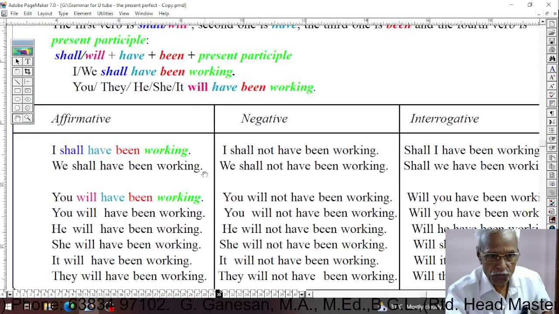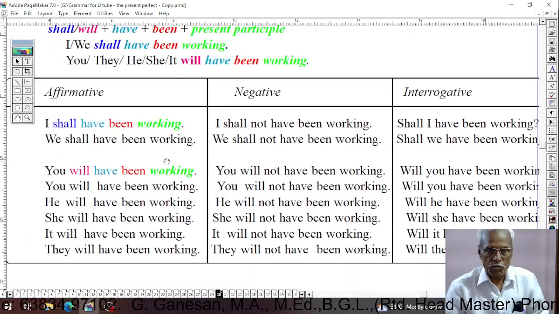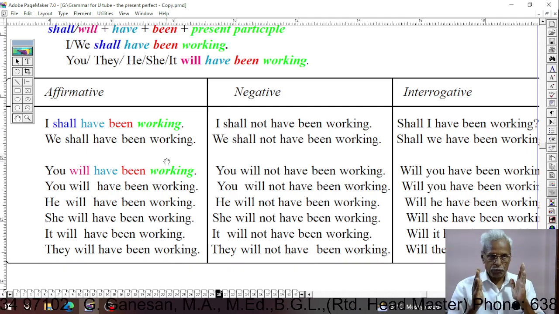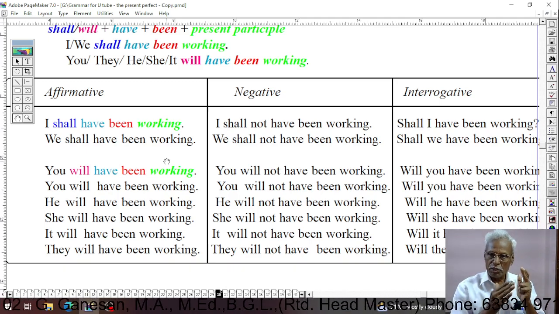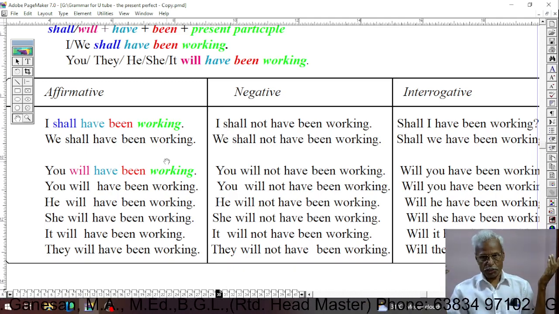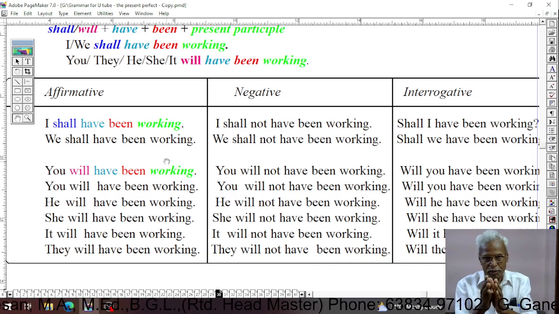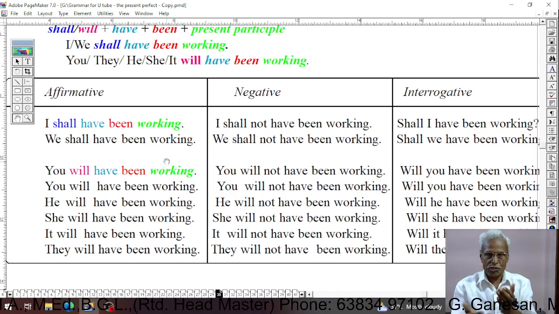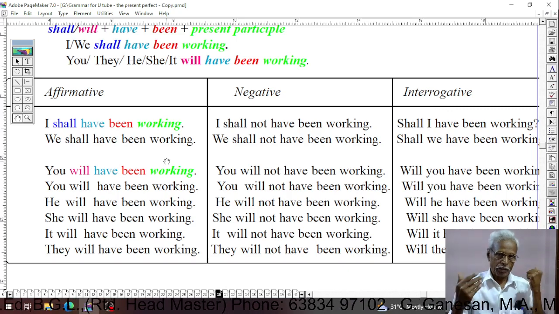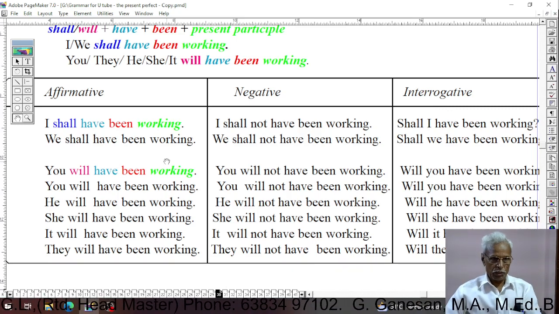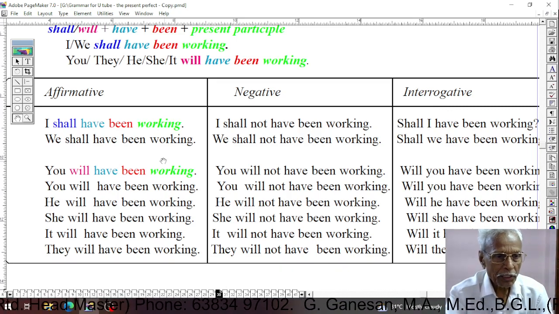Then the forms: affirmative, negative, interrogative, negative interrogative. Here I have given the 3 because there is no space on the screen for the negative interrogative. Here, let us see.